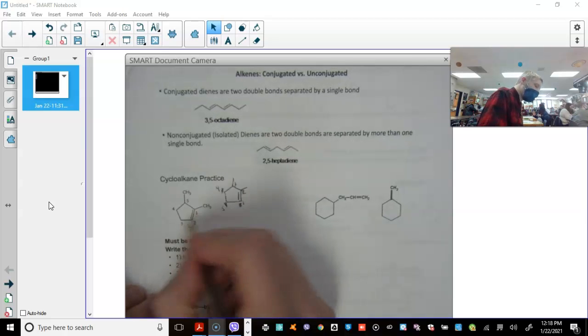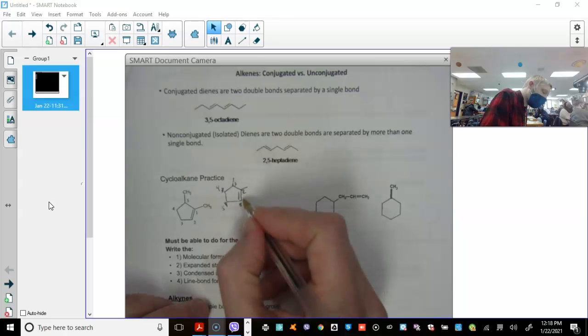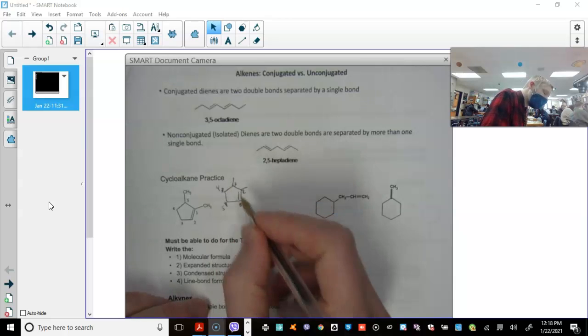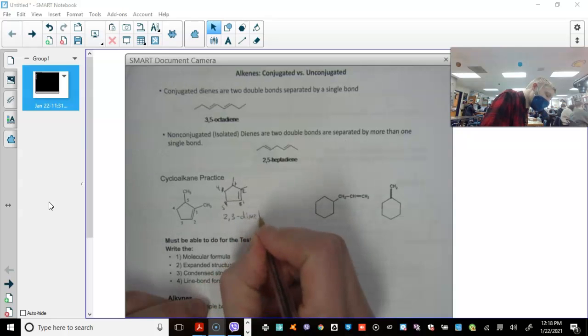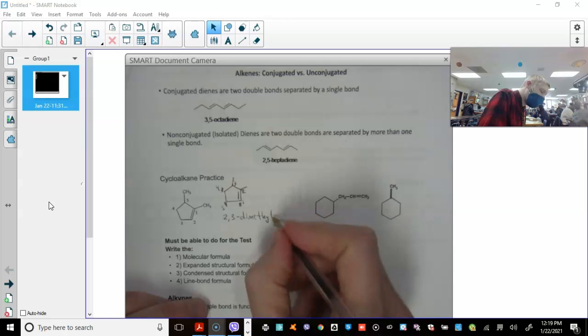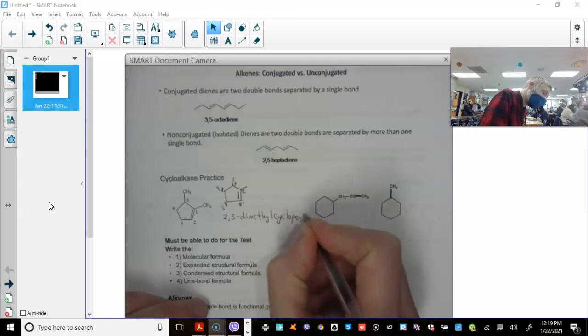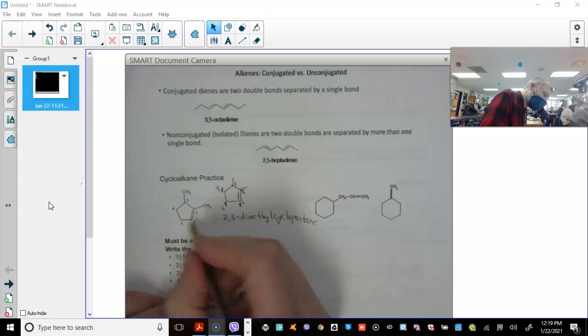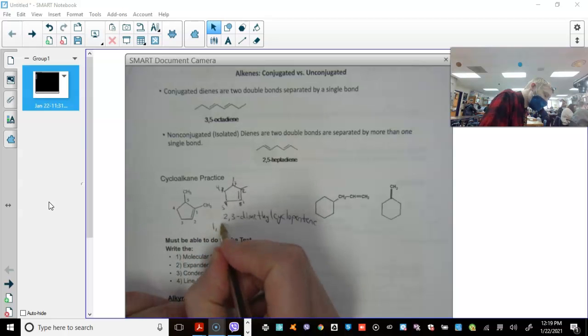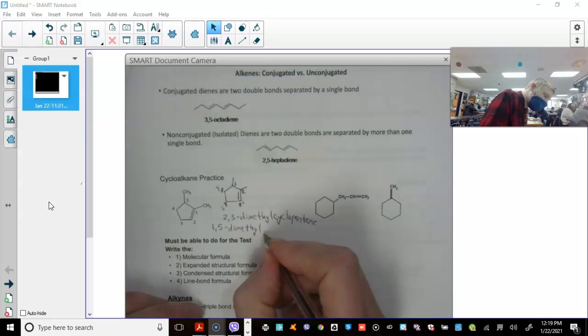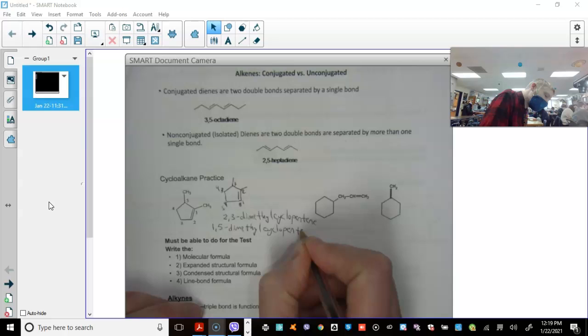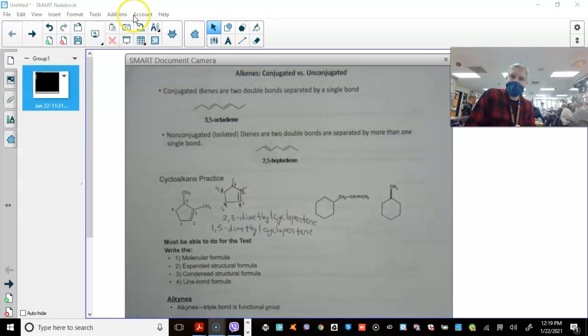Well, let's name it like this. All right. So we've got 2, 3. This would be 2, 3 dimethylcyclopentane, or this one would be 1, 5 dimethylcyclopentane.